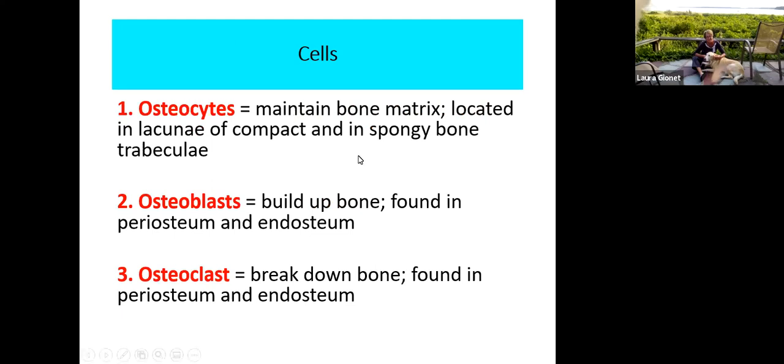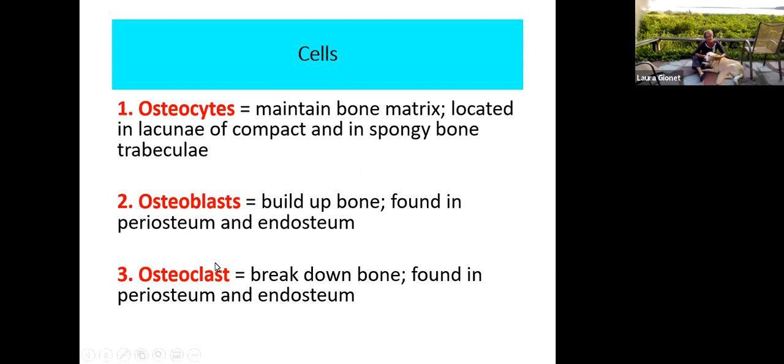The cells we find in bone: we have osteocytes, osteoblasts, and osteoclasts. It's a little more complicated than cartilage. Osteocytes maintain bone matrix. Osteocytes will be found in compact bone territory, right? In the lacunae there, and then in some lacunae in trabeculae. Trabeculae is one of the two components of spongy bone.